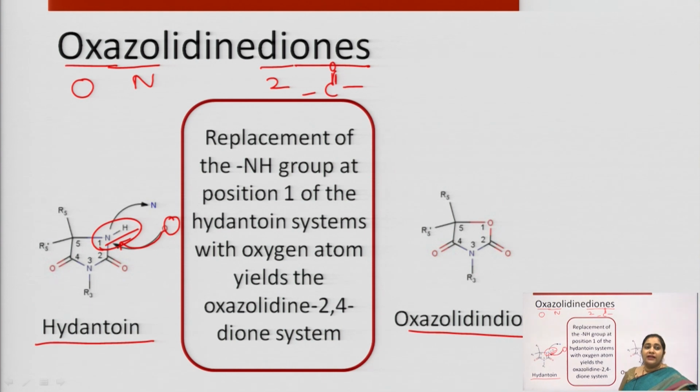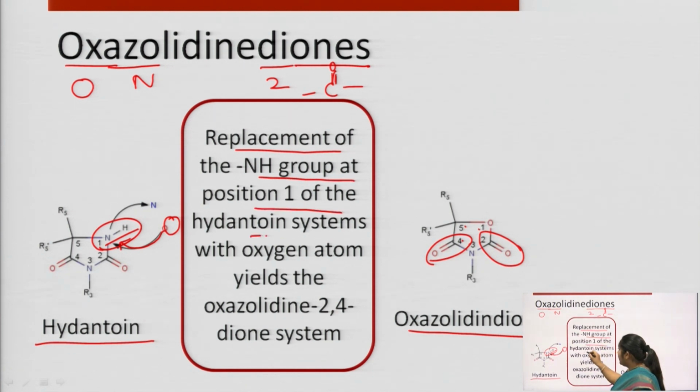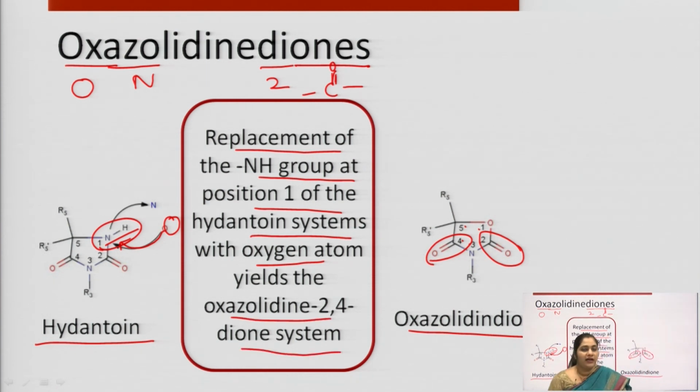oxazolidinedione. While numbering, it is 1, 2, 3, 4 and 5. We see there is a ketonic group, this carbonyl group, at position number 2 and at position number 4. That is why they are also known as the oxazolidine 2,4-dione system. So, replacement of the NH group at position number 1 in the hydantoin with an oxygen atom produces the oxazolidine 2,4-dione system.